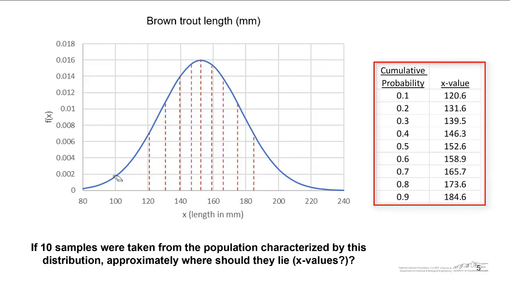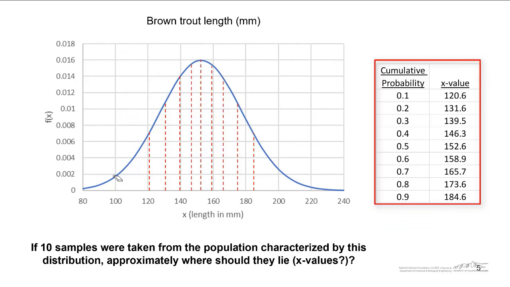If we calculate the cumulative probabilities of each of these red lines, now note that I only have 9 red lines because we're splitting this into 10 equal area sections. So I've got the cumulative probability of all the dotted lines.